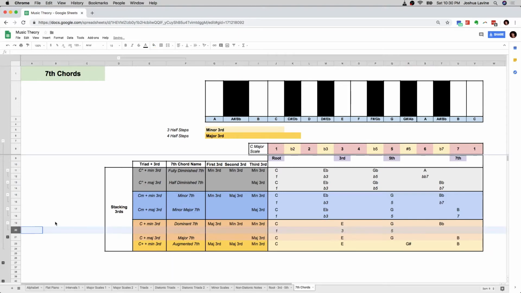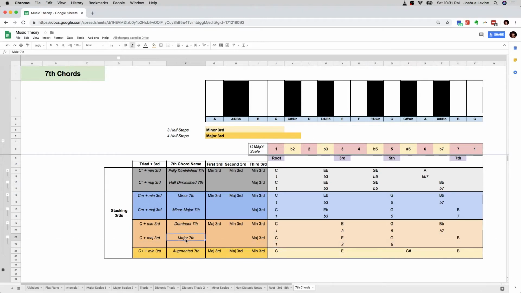Next, we have the dominant 7th. The dominant 7th is built on a major triad, 1, 3, 5, and then it has a flat 7. Okay? Now, the major 7th is going to have a 1, a 3, a 5, and then a normal 7. And look here, this is the first and only 7th chord that actually lines up perfectly with the notes in the major scale, and that is as it should be, isn't it?